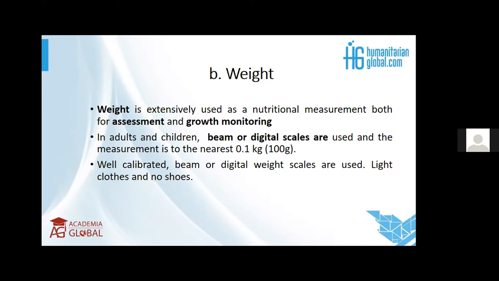And like in the American system, the English system, they use inches and feet. Here in our system, we use the metric system because our reference standards come in the metric system. So whenever you are taking the weight, ensure that you have a well-calibrated scale so that it can give you the right measurements. Ensure that the person is in a light hospital gown or light clothes, and they do not have shoes or things in their pockets or anything that could interfere with the weight.